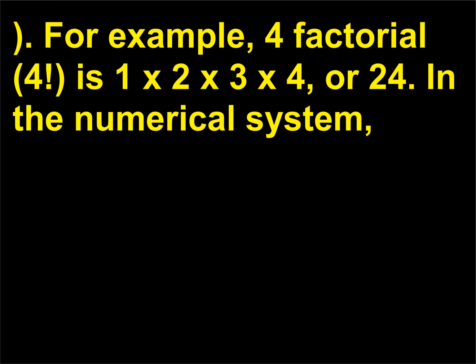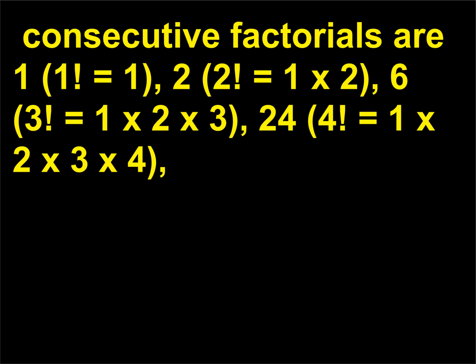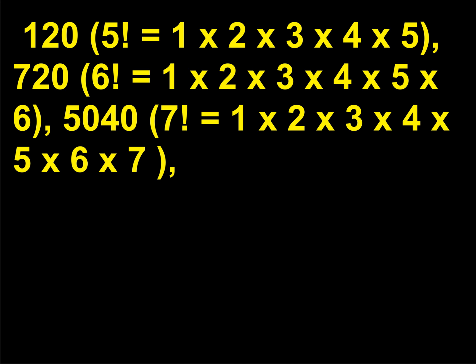In the numerical system, consecutive factorials are 1! equals 1, 2! equals 1x2 which is 2, 3! equals 1x2x3 which is 6, 4! equals 1x2x3x4 which is 24, 5! equals 1x2x3x4x5 which is 120, 6! equals 1x2x3x4x5x6 which is 720, 7! equals 1x2x3x4x5x6x7 which is 5040.